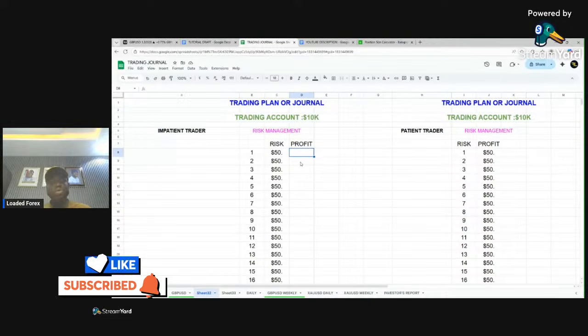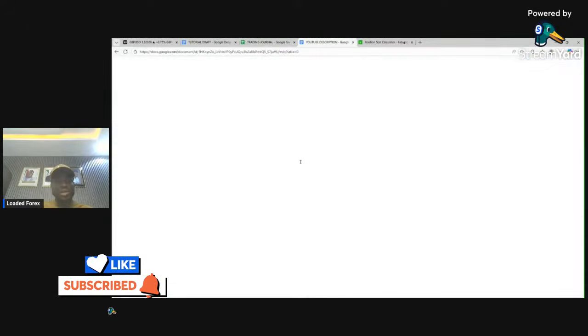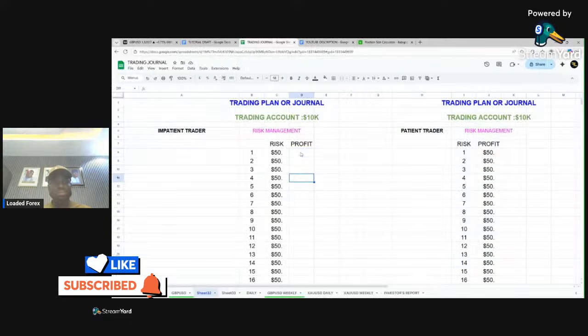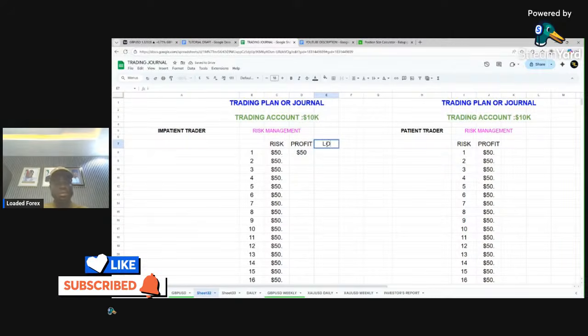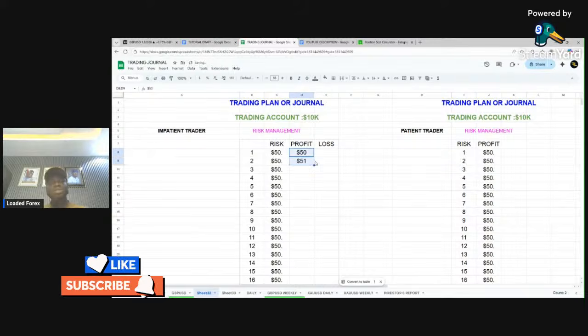Now, fortunately, there's something we call beginner's luck. He or she is able to make probably $50 on the first trade, right? And let me put loss here. This one is loss. There's something we call beginner's luck. The second trade is lucky to make another $50. Another $50. Then he or she is also lucky to make another $50.